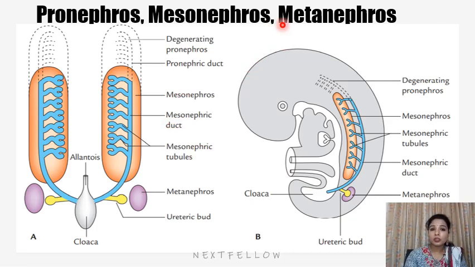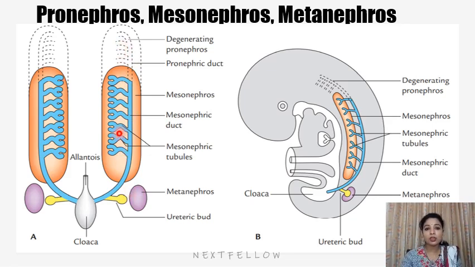Next, about the mesonephros. The mesonephros develops from differentiated mesoderm within the nephrogenic cord to form mesonephric tubules. We can see the mesonephric tubules and a duct called the mesonephric duct, otherwise called the Wolffian duct. It is the middle nephric structure. It is neither proximal nor distal.